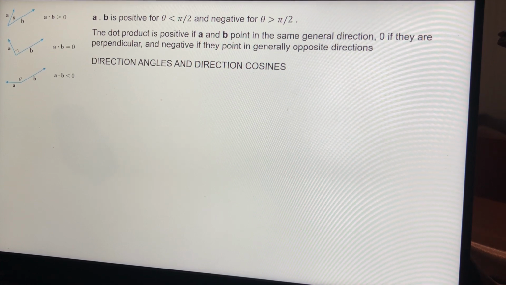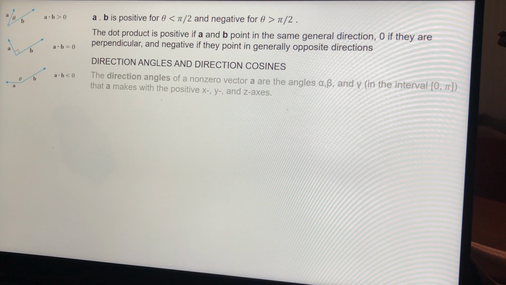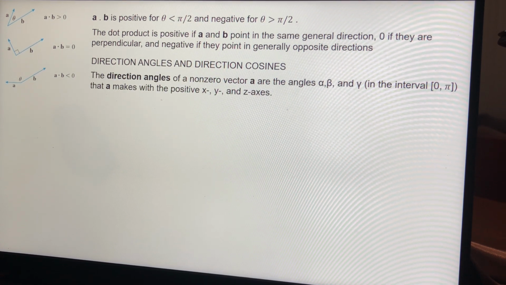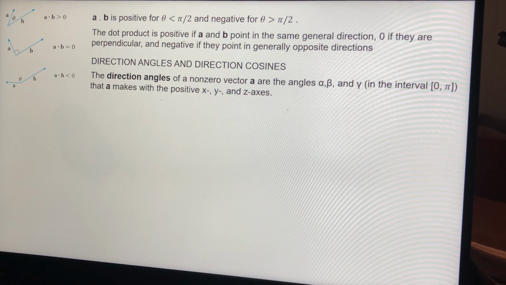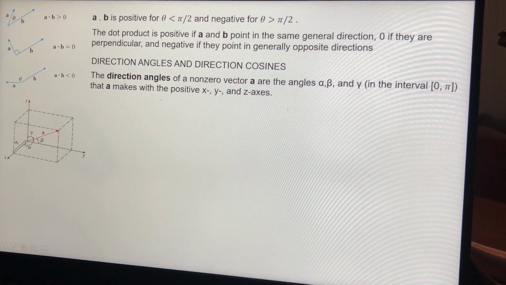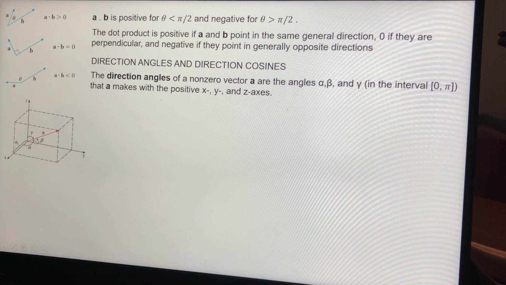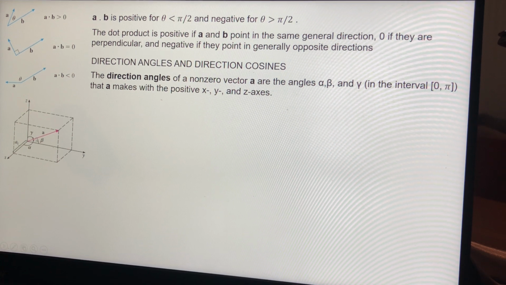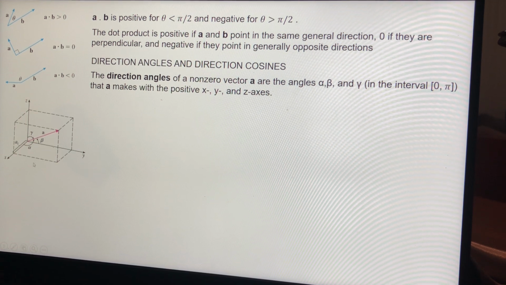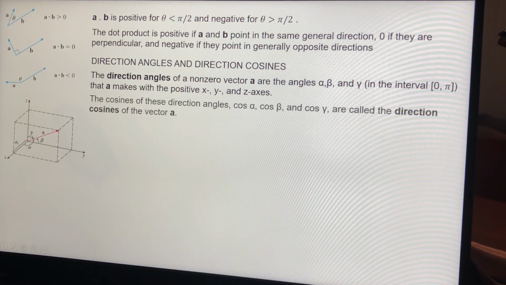What about the direction angles and direction cosines? So direction angles are the angles that a vector makes with the positive x, y, and z axes. For example, this is a vector A, and this vector is making an alpha angle with the x-axis, a beta angle with the y-axis, and a gamma angle between A and the z-axis. Let's say that these are the direction angles, okay?